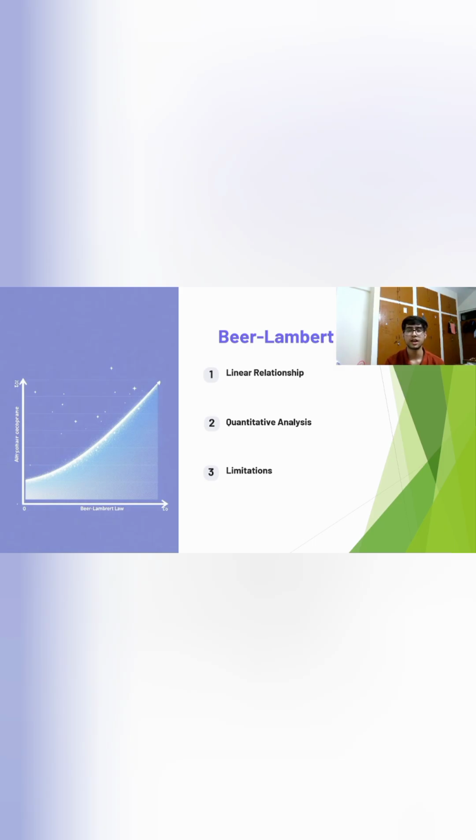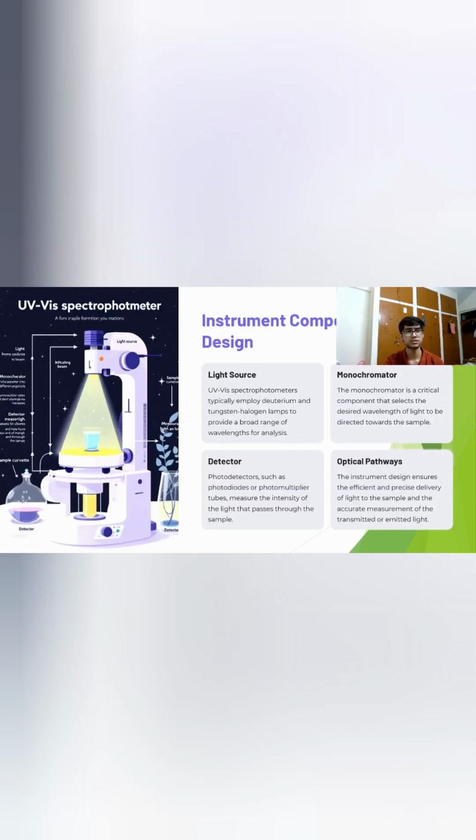The Beer-Lambert law has certain limitations, such as the need for a linear response and the potential for interference from the other absorbing species. Now let's talk about the instrument components and design.